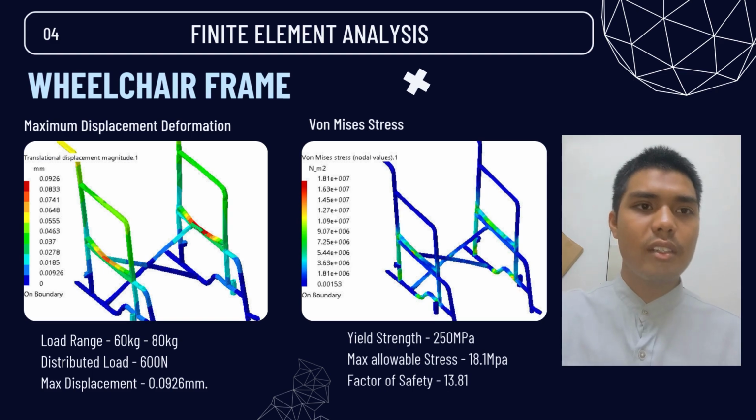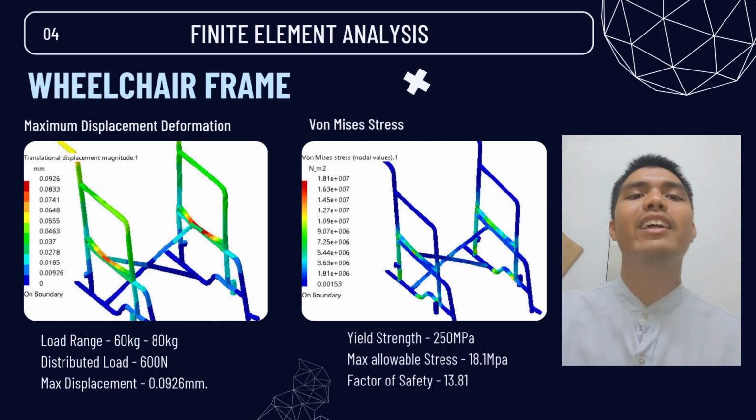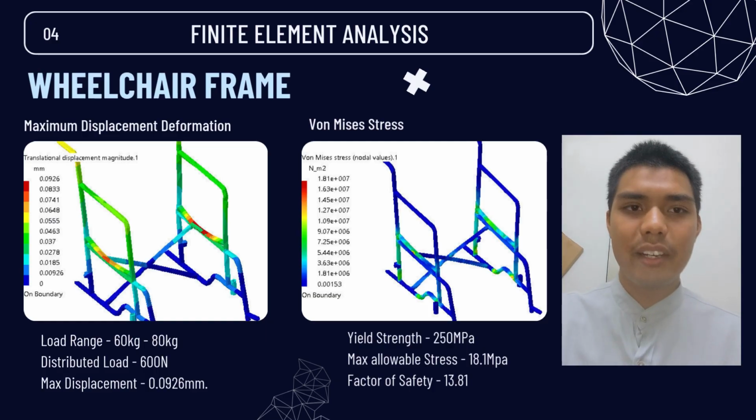So we can see here the maximum displacement of the section parts is 0.0926 millimeter. Therefore, the steel frame will not fail upon the load that has been assigned on the section part.